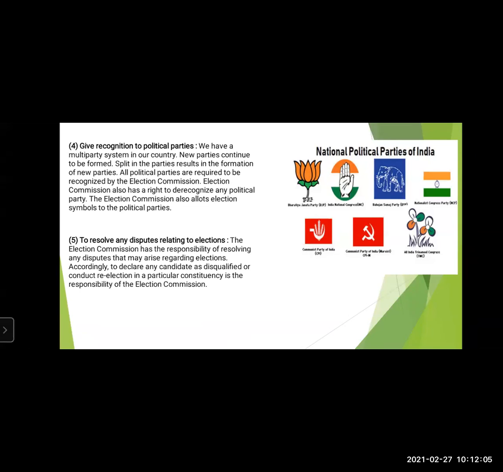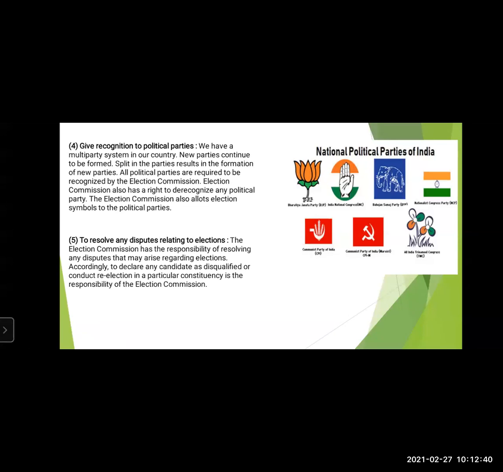Then the next point, the fifth point under the functions of the Election Commission, and the last point, is to resolve any disputes relating to the election. Disputes means, students, any kind of disagreement or argument between the political parties related to elections, which has to be solved by the Election Commission. The Election Commission has the responsibility of resolving any disputes that may arise regarding elections.